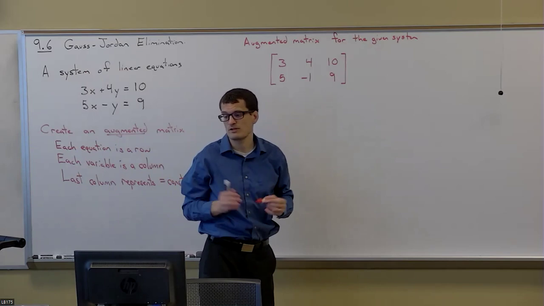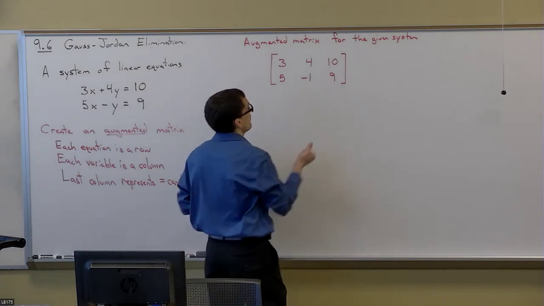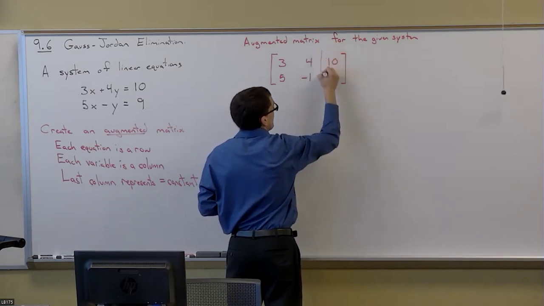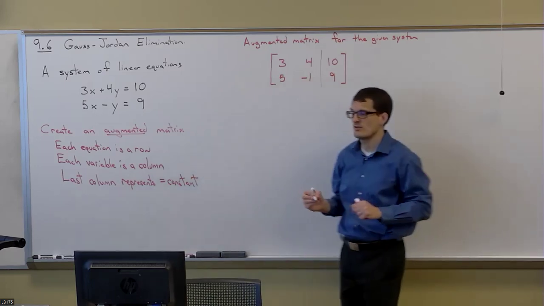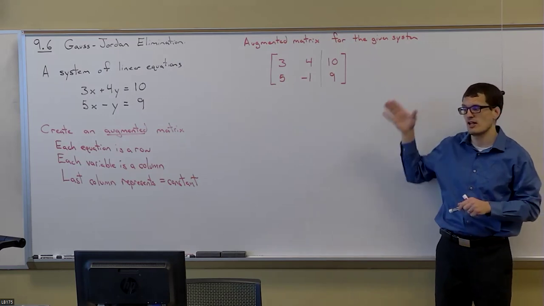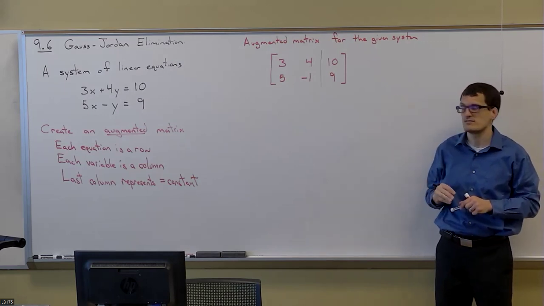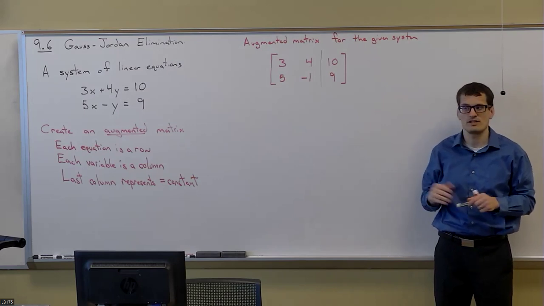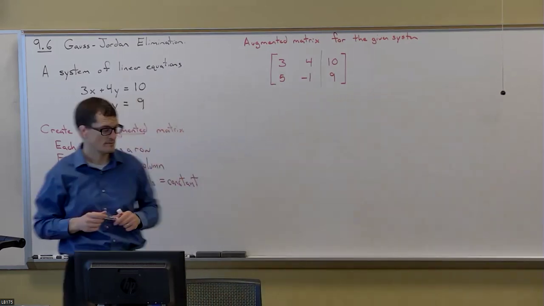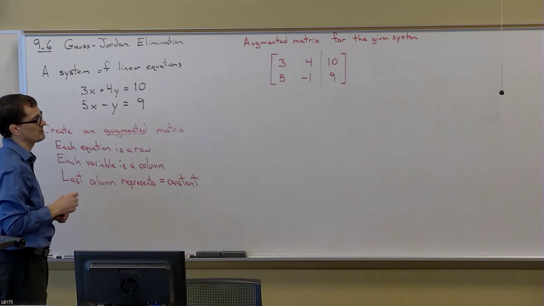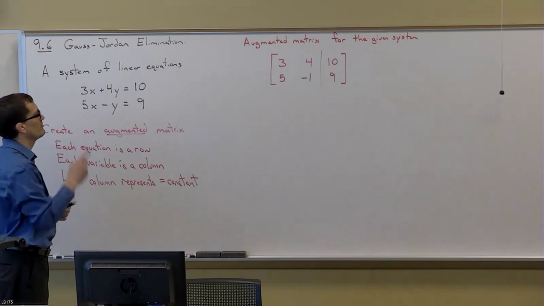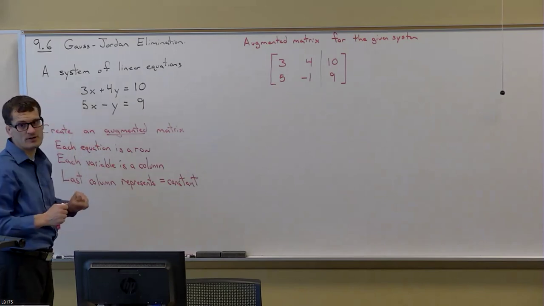A lot of times what you'll see in books is they will put a vertical line where the equal sign in each equation is. So if you ever see that notation, where they put a vertical line in the matrix to signify where the equal sign is, that's what that's doing. I tend to not write that, especially not on the board, but that's what it is. So this matrix can represent a system of linear equations.